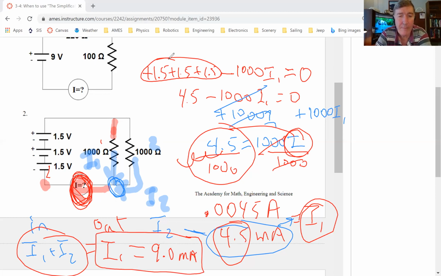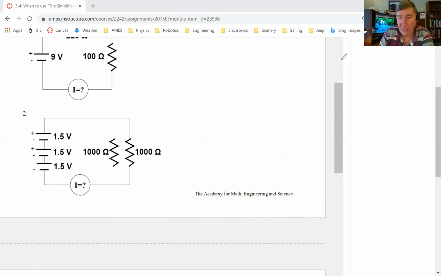That's our answer. Okay. Now, some of you are saying, boy, that looks like an awful lot of work. So you're probably wondering, maybe the simplification method might have been faster this time. Well, let's find out. Okay. How about Tristan? Did you use the simplification method or did you use Kirchhoff's method?